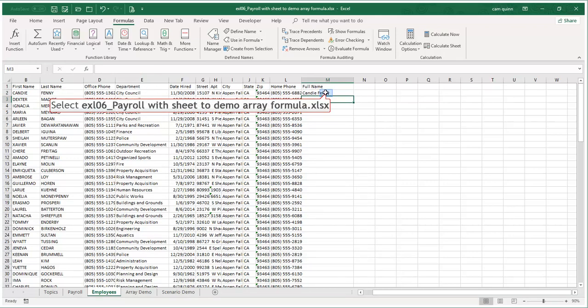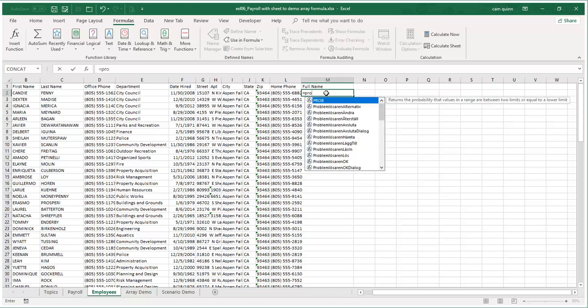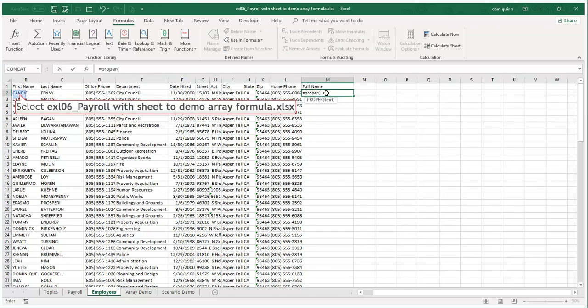Okay, and just to confuse you even more, there is a shortcut as well. Instead of using concat, you can use an ampersand. So I could go equals PROPER bracket, point to the first cell, use an ampersand, and then my space, then an ampersand, then my last name, and my double quotes. Sorry, just a single quote then.